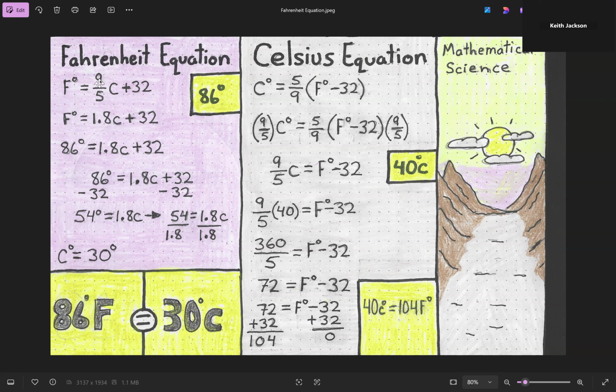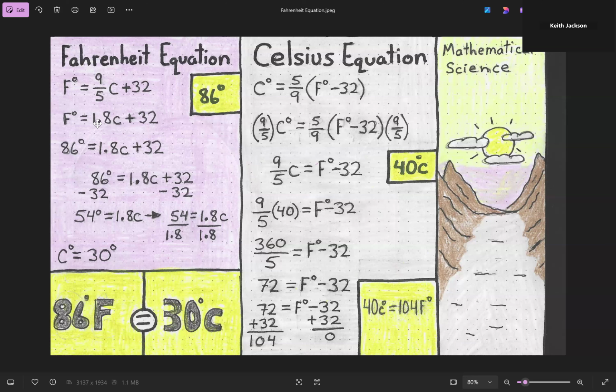Well, first of all, here is the Fahrenheit equation. So we have Fahrenheit is equal to 9/5 Celsius plus 32. That is the Fahrenheit equation. All right, and so in order to convert it to degrees Celsius, here's what I'm going to do. I'm going to change 9/5 to a decimal, which would be 1.8. And so we have Fahrenheit is equal to 1.8 times Celsius plus 32.